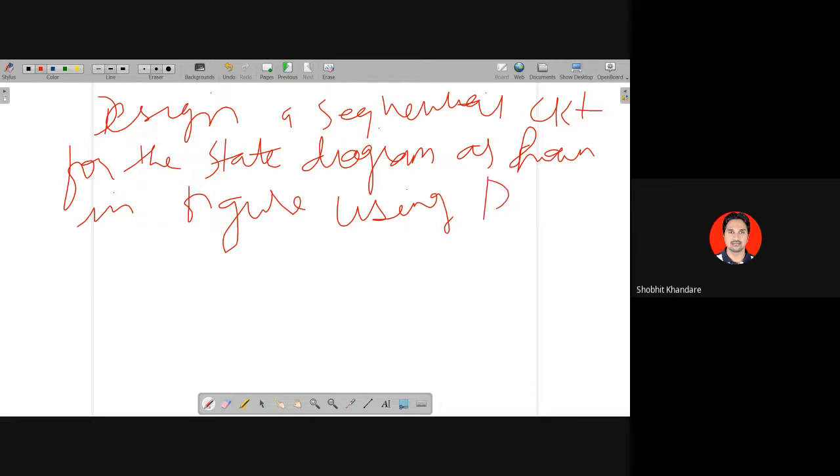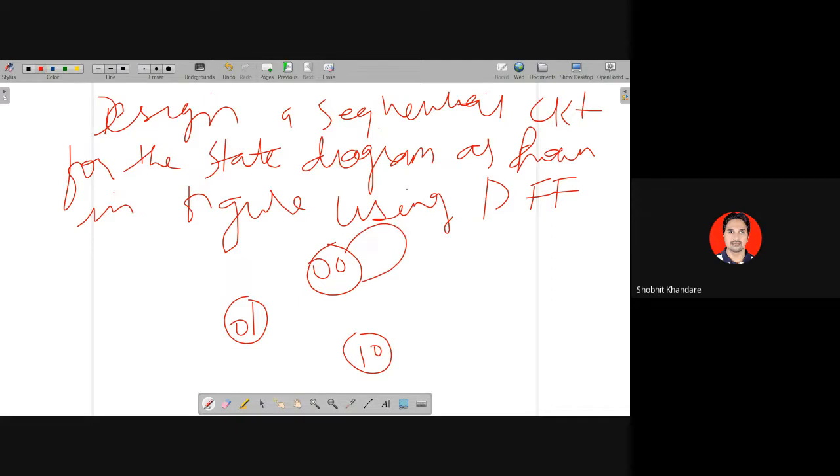D flip flop. Now here they can give you a JK flip flop, a T flip flop, an SR flip flop, or a D flip flop. Now this is a problem in which you have to design a sequential circuit. When it comes to a sequential circuit, you have a flip flop in the final diagram. For the state diagram as shown in the figure, using D flip flop, see the state diagram: 00, 01, and 10.